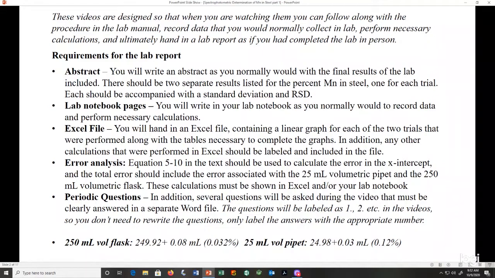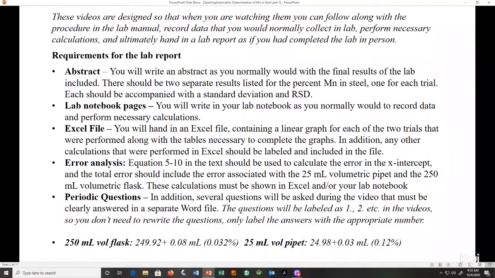calculations. An Excel file. You will hand in an Excel file containing a linear graph for each of the 2 trials that were performed along with the tables necessary to complete the graphs. In addition, any other calculations that were performed in Excel should be labeled and included in the file.